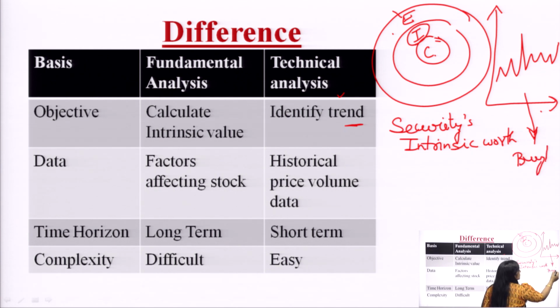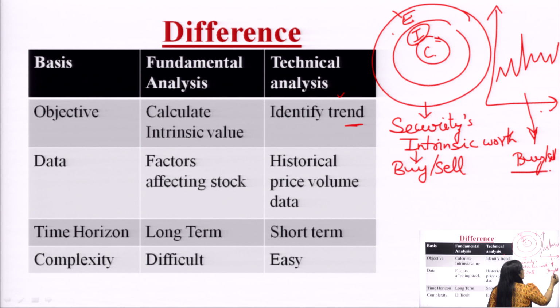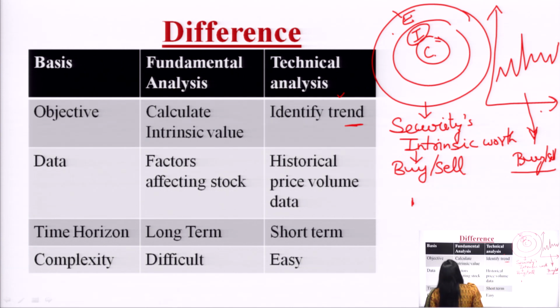So, we can say that the fundamental analyst is analyzing the security's worth. Why is he analyzing? Because he wants to find out whether we should buy or we should sell. And what is the technical analyst doing? He is analyzing the historical price volume data to find out when to buy and when to sell. So, both the analysts are doing the same thing, buying or selling the security, but their methods of analyzing are very different. That is why we are saying these are two alternative approaches of investment analysis or security analysis. This is the basic conceptual difference between the two terms.